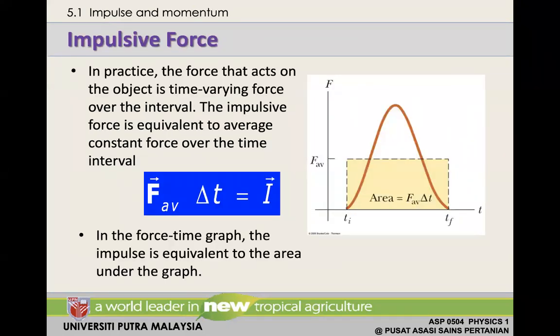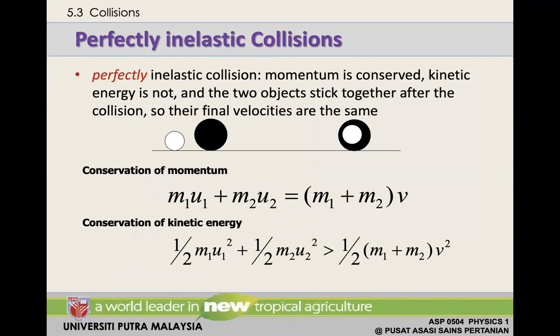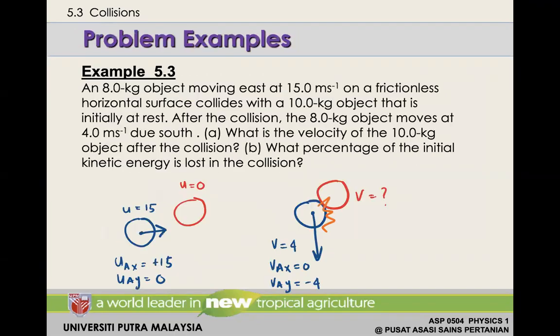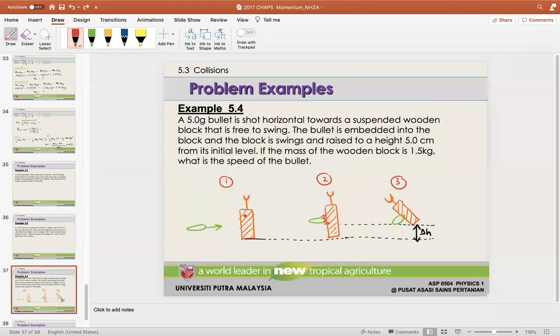In practice, the force that acts on the object is a time-varying force. For example, you have a bullet. Oh, I have an example that I've drawn. It's a bad drawing. Okay. This one. So you have a bullet. This is your bullet. And it is traveling at a certain velocity u, right? To the east, to the right.